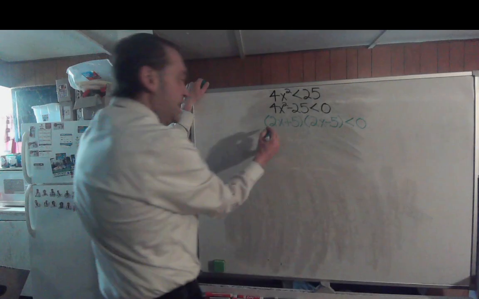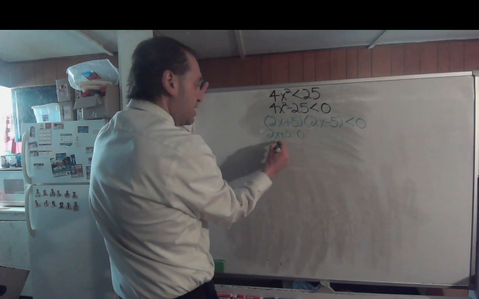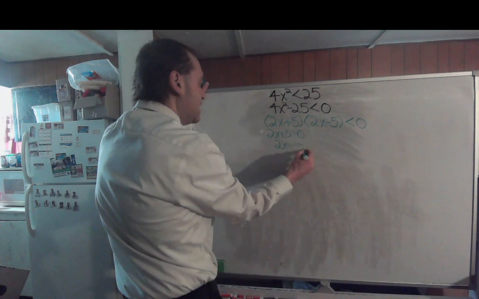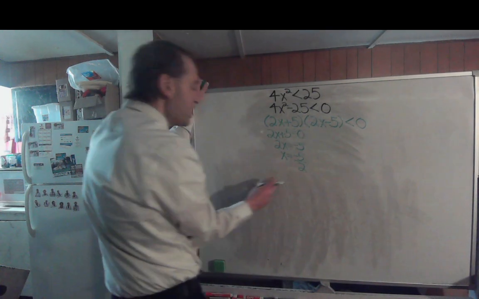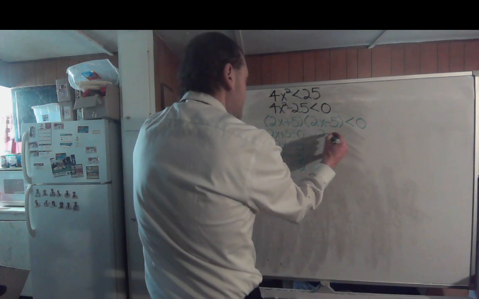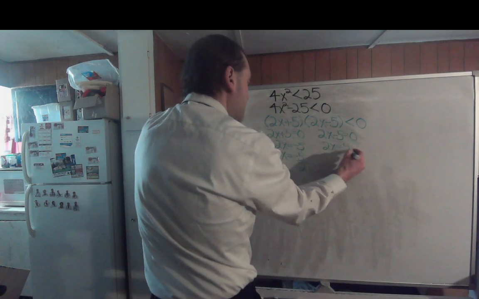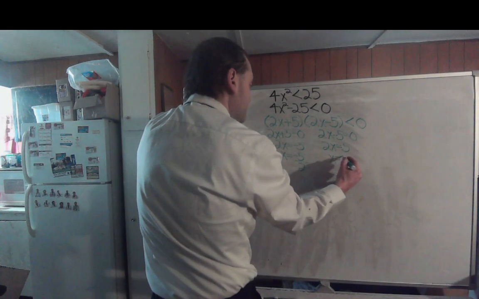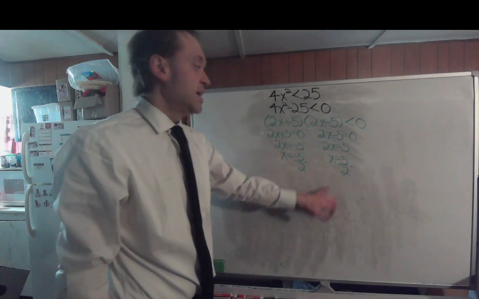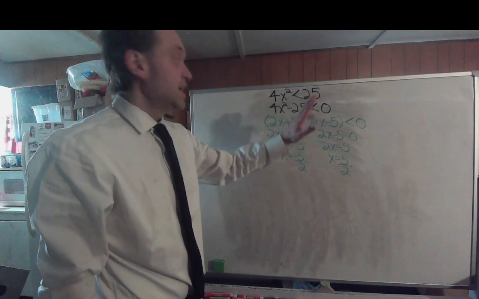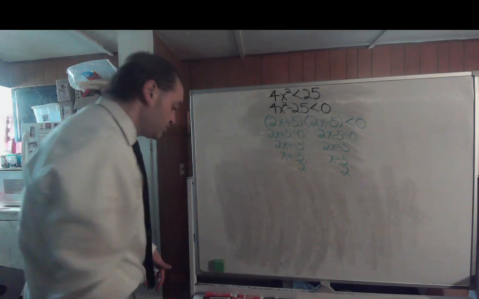Then just take each of your factors and set them equal to 0. So 2x plus 5 equals 0 gives you 2x equals negative 5, which gives x equals negative 5 halves. Then take 2x minus 5, set it equal to 0, which gives 2x equals 5, so x equals positive 5 halves. So you got x equals negative 5 halves and positive 5 halves. However, it's just simply less than 0. There's no equality component, so these two numbers will not be included in your solutions.